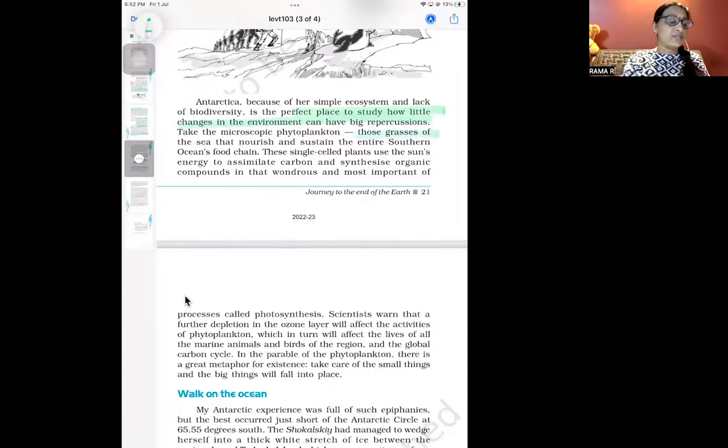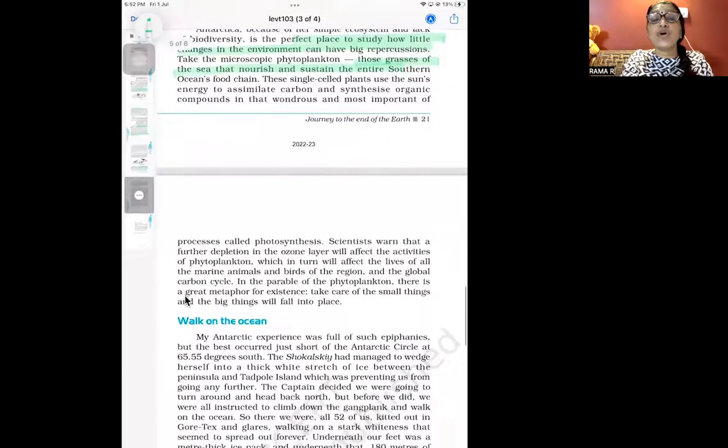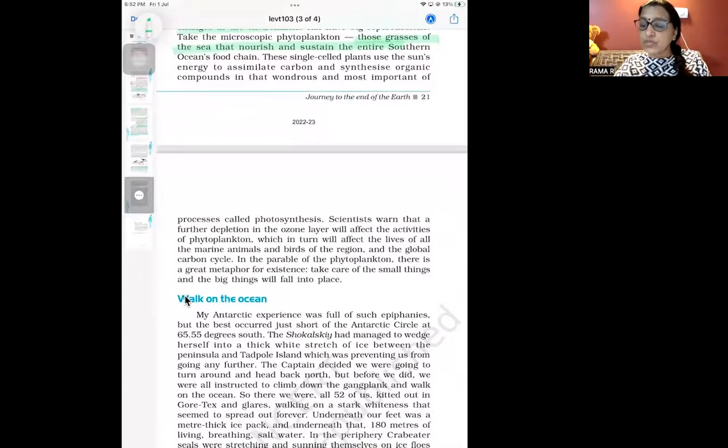Phytoplanktons आपके हैं grasses. The phytoplanktons are the micro grasses in the sea. And they are important for the fish which are there in the Southern Ocean food chain. These single-celled plants, grass है, single-celled है, like amoeba, use the sun's energy to assimilate carbon and synthesize organic compounds in that wondrous and most important process called photosynthesis. मतलब जो हमारा photosynthesis हम लोग पढ़ते हैं in our class 6, 7, 8, उसमें सबसे smallest जो आपका है, that is आपका in the ecosystem, that's आपका phytoplankton.